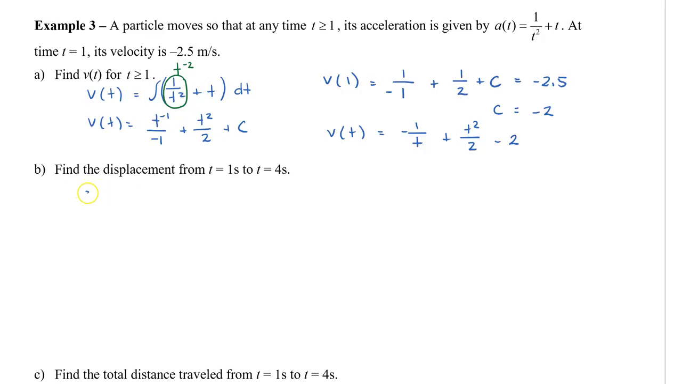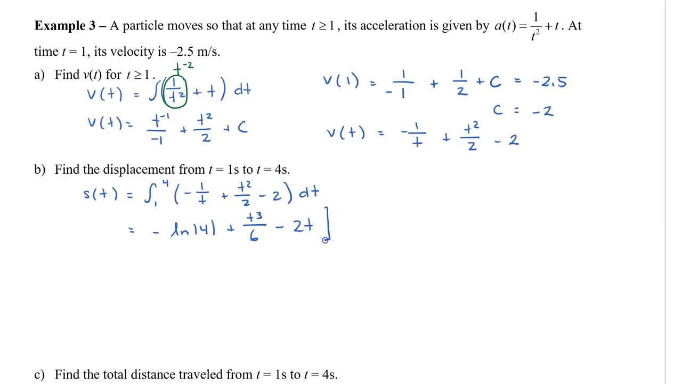So to find the displacement, we need to find s of t, and we're going to integrate from 1 to 4 the velocity function. So that's going to be negative the natural log of 4 plus t cubed. Now, since the exponent is going to be 3, we're going to go 2 times that 3, so that will be 6 in the denominator, minus 2t from 1 to 4. So we're going to substitute 4 in first.